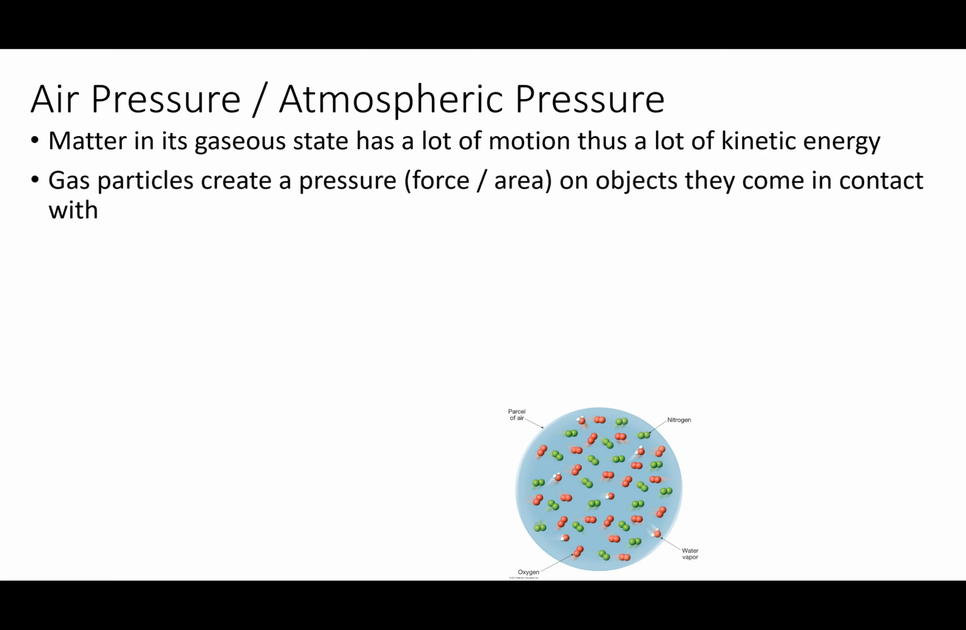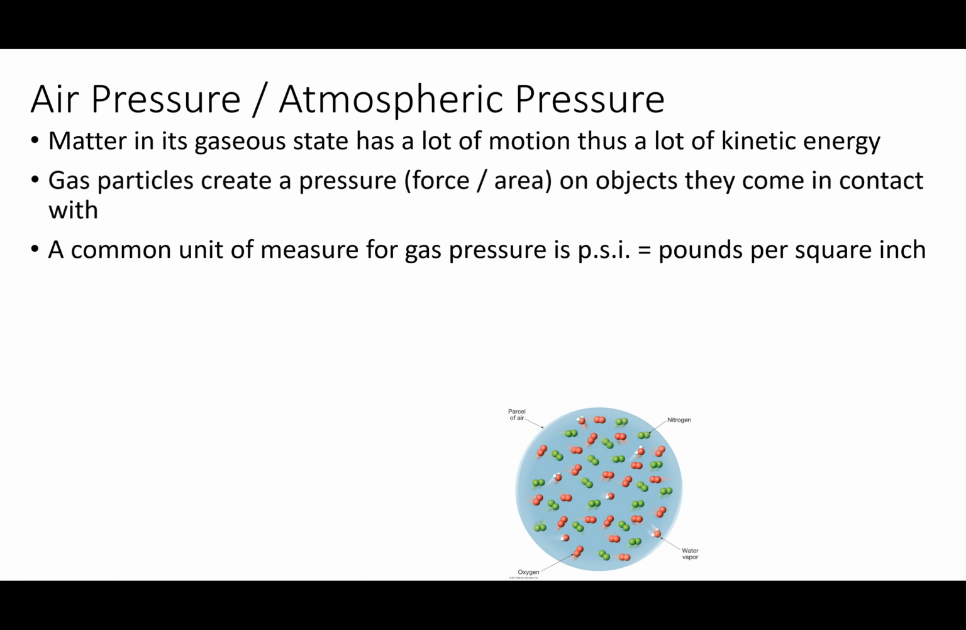And so this picture with the little circle, we kind of looked at this before, that's a parcel of air. If you look closely, you can see the two colors, the green and the red. I think the green are the oxygen and the red are the nitrogen. And you can see the cute little Mickey Mouses, those are the water vapor particles that we measured last week in lab. So all gas particles create a bang, create a pressure.